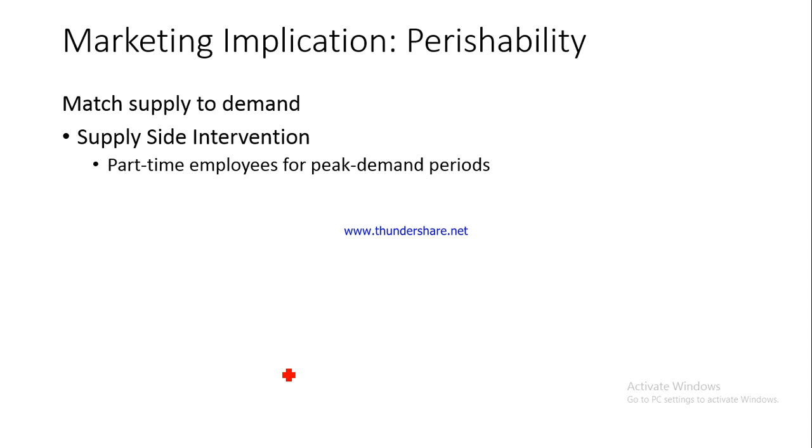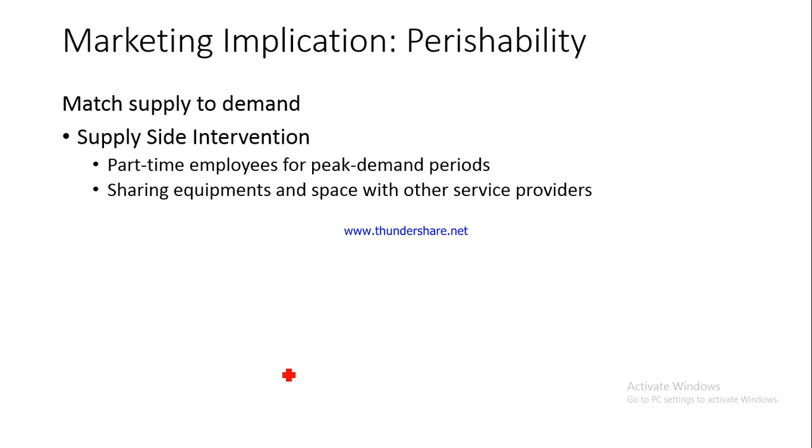In case of a restaurant which opens at 2 and closes at 11 in the evening, you know that the peak periods, let's say, are 8 to 11. So 2 to 8 I can run the restaurant with maybe 2 or 3 waiters, but for the peak period, that is from let's say 8 to 11, I will hire part-time employees, part-time waiters. So I'll hire 5 or 6 part-time waiters so that I can deal with the extra rush of customers at the peak periods, right? Then you can also share equipments and space with other service providers.